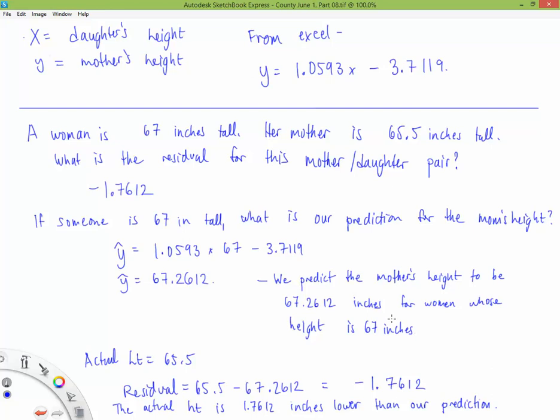So anytime another woman came in and she was 67 inches tall, what do we predict her mother's height to be? We still predict it to be 67.2612. Now, this other girl who's 67 inches tall, her mother could be 69 inches tall. In that case, would the residual be positive or negative? It would be positive because the actual height of the mother is taller than what we would have predicted.